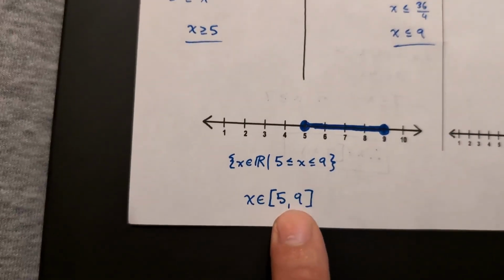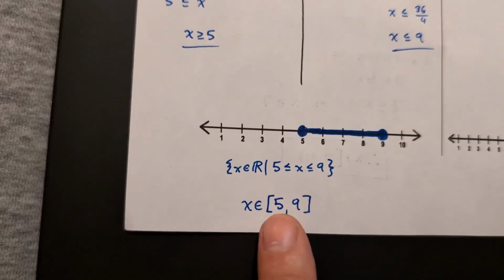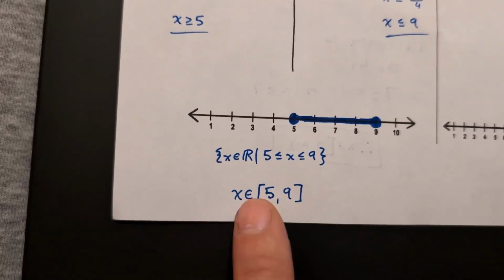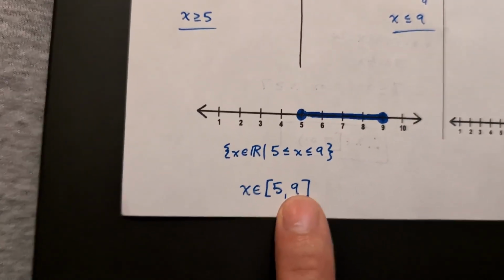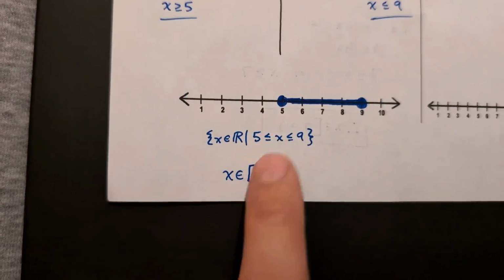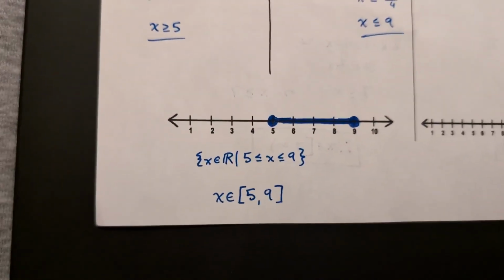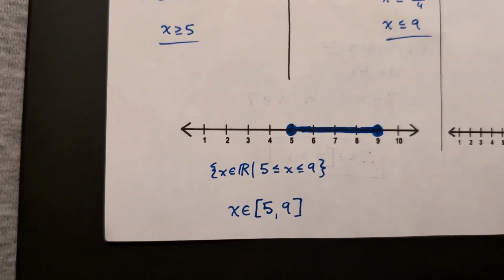And then with our interval notation, again, yeah, we want to include 5 and 9. So we're going to put square brackets and our lowest value and our highest value. So we have our 3 different methods to express this inequality.